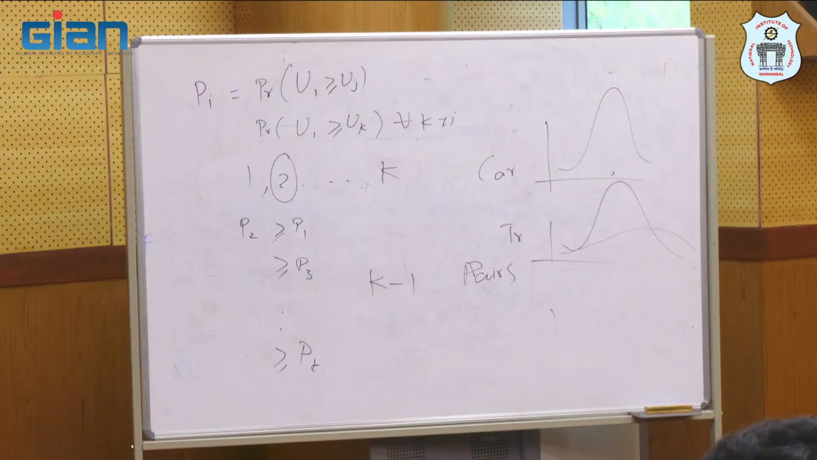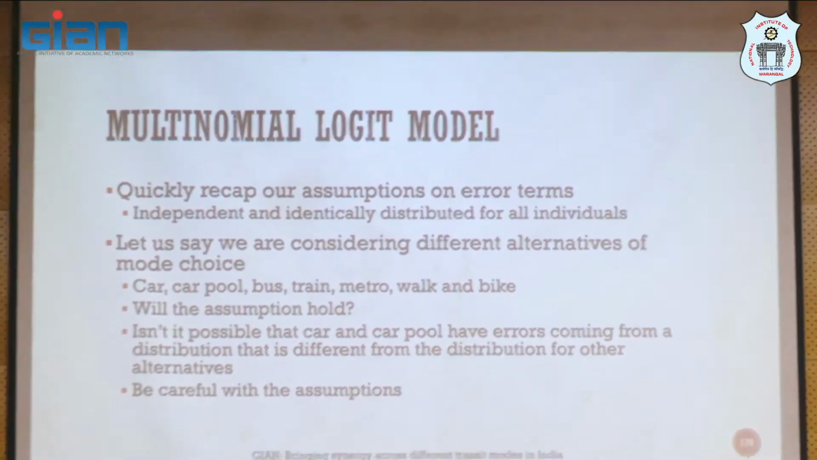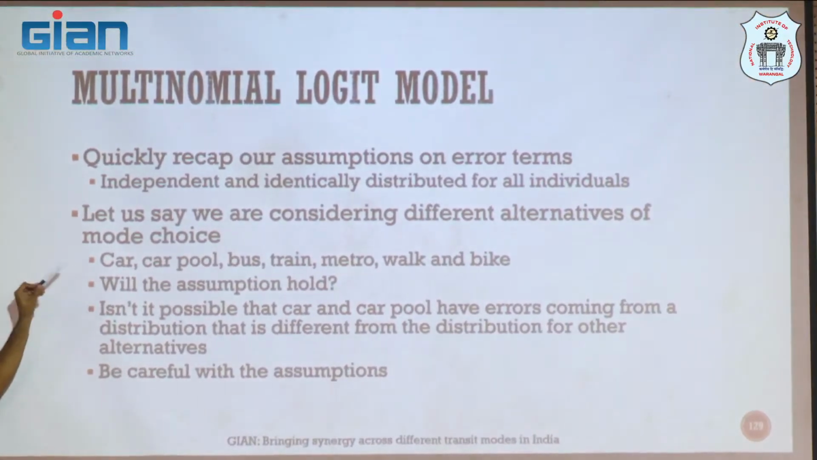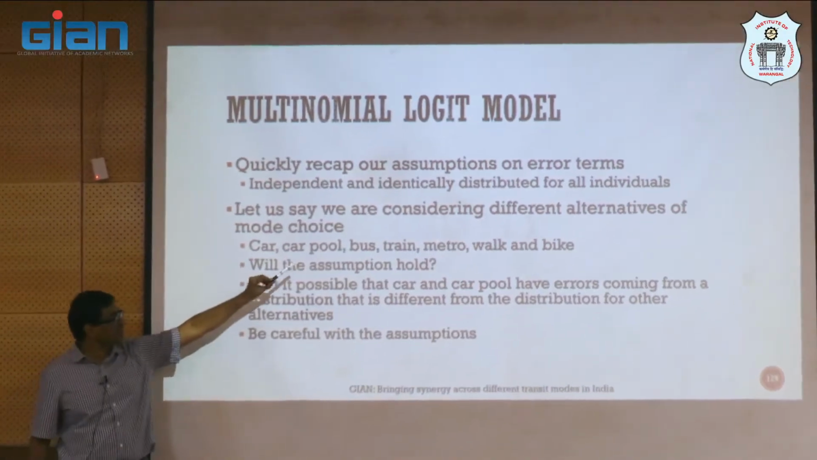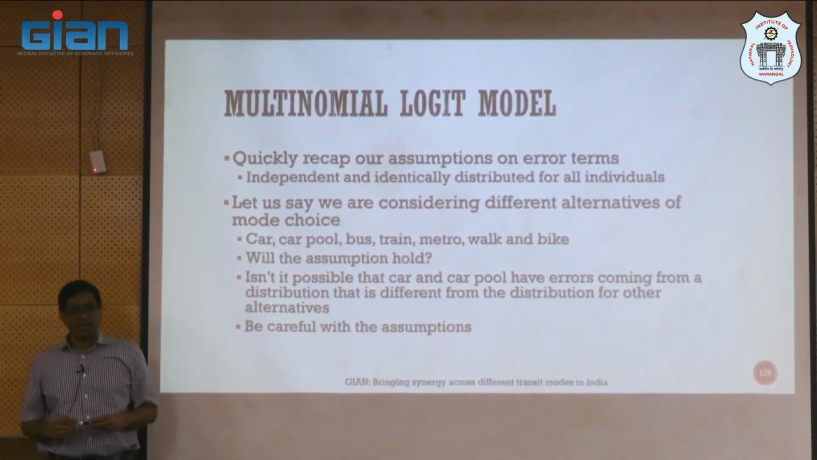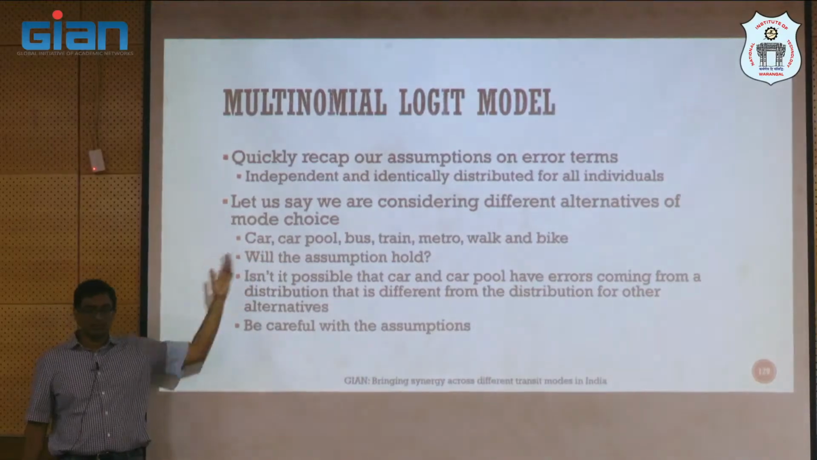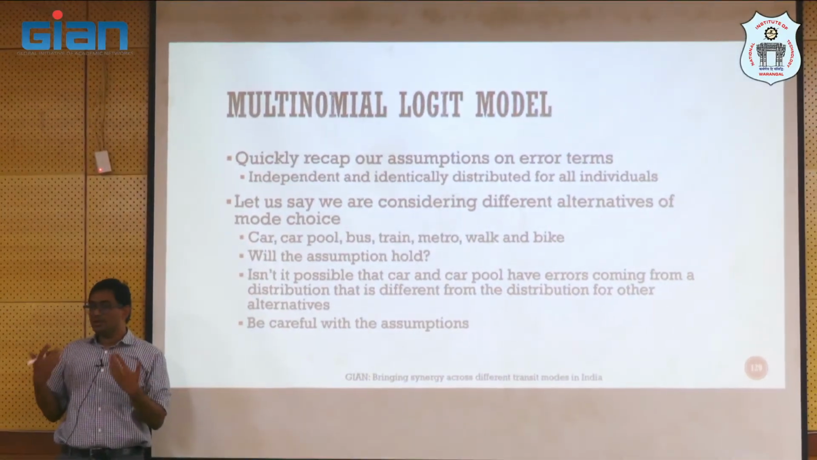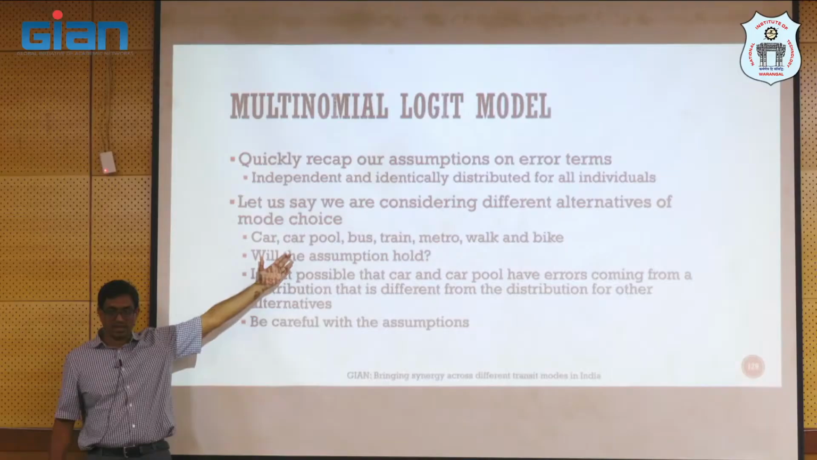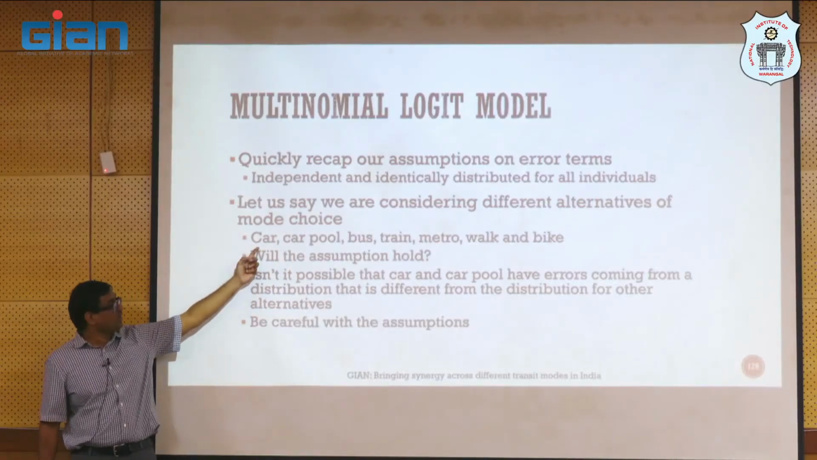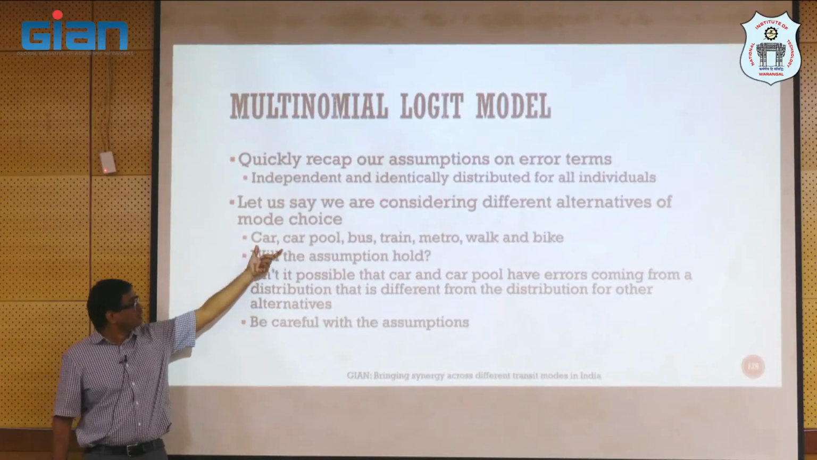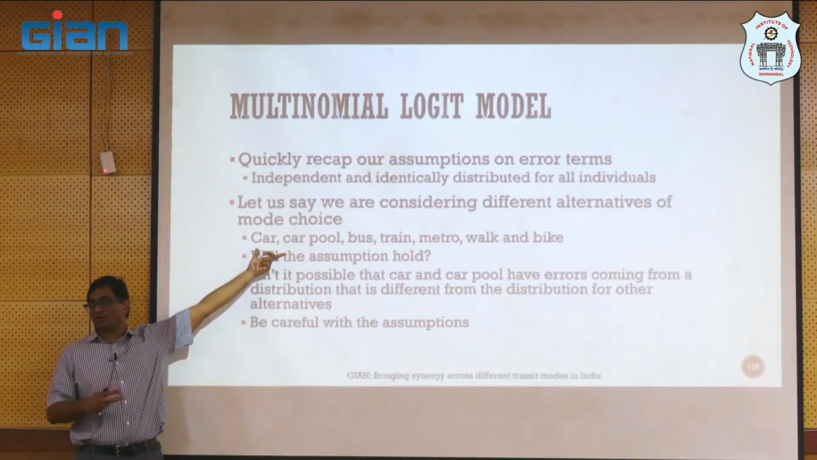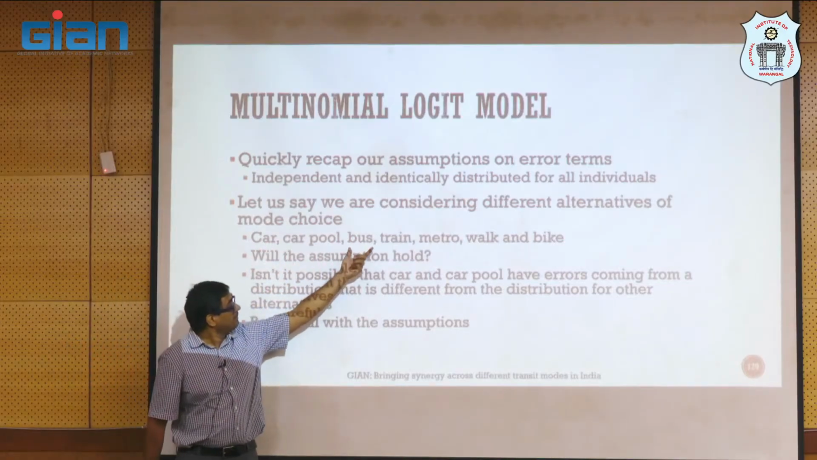So, independent and identically distributed for all. If you have different alternatives, it's not necessary that they are independent. A person has carpool, bus, train, metro, walking. How can car and carpool not have something in common? There will be a lot of factors. It's like sitting in a car, either going alone or going with another person. So these two alternatives are likely to have a lot in common compared to bus, train, and metro.